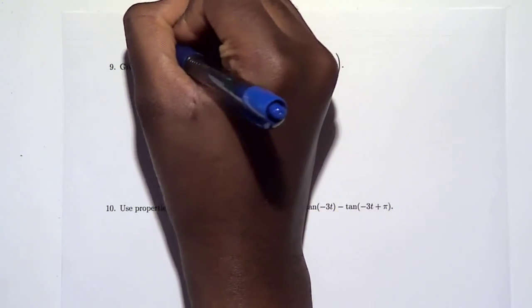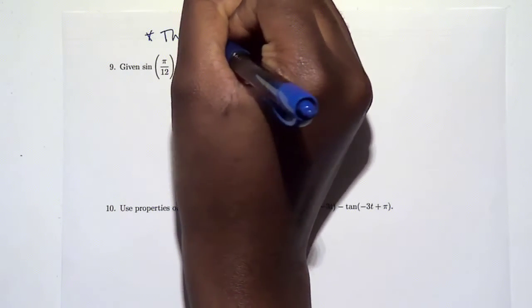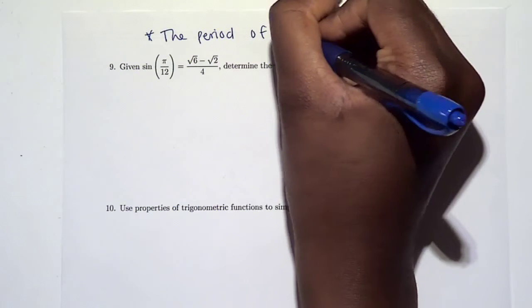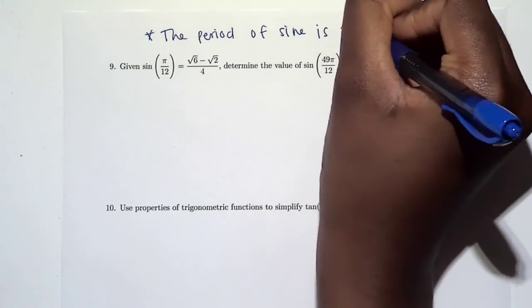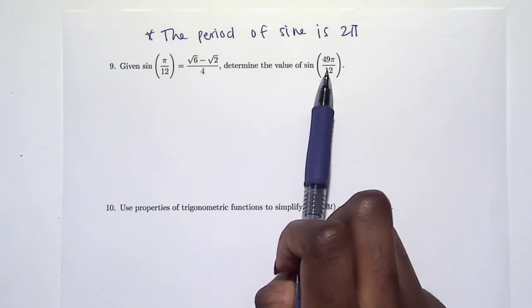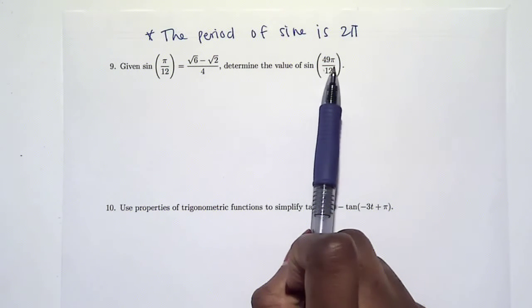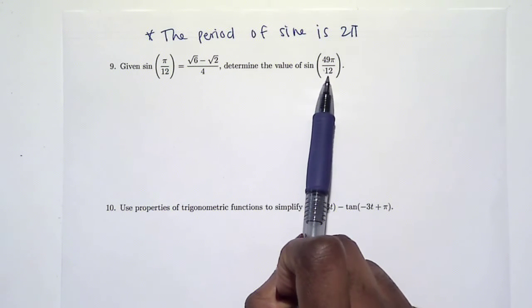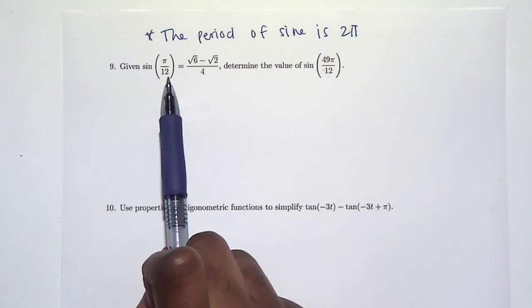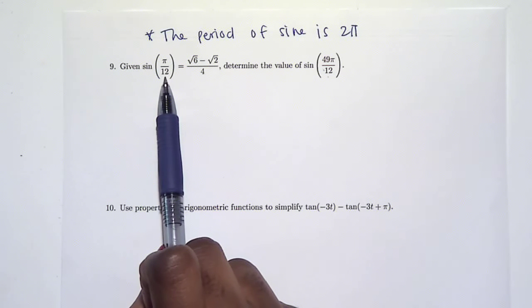So I'm going to write a little note here. The period of sine is 2 pi, which means sine repeats after 2 pi units. So all we have to do is show that 49 pi over 12 is a multiple of 2 pi units away from pi over 12.